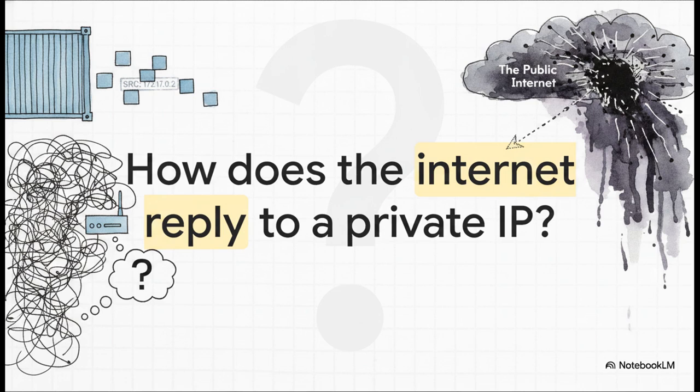Which brings us to a massive, glaring problem. If your container's Nginx app sends a packet out to the internet, its return address is stamped as 172.17.0.2. Pause and think about that for a second. If that packet went out to the public internet exactly as is, how does a public router know where to send the reply? Spoiler alert, it doesn't. No router on the internet knows what your private 172.17.0.2 means. The reply would literally just vanish into the digital void.